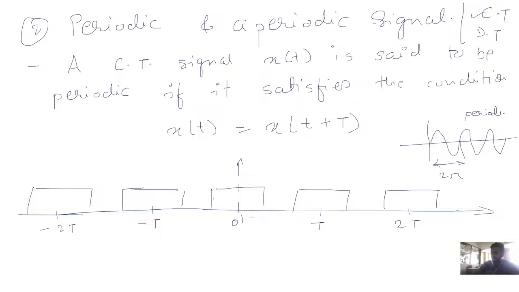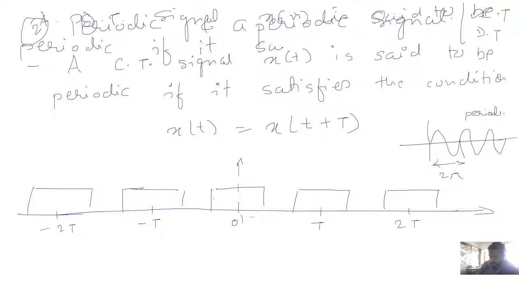What about discrete time? For a discrete time signal x of n to be periodic, it must satisfy the condition x of n. Oh, so sorry, I am writing on the same page. Someone should have told me, right?